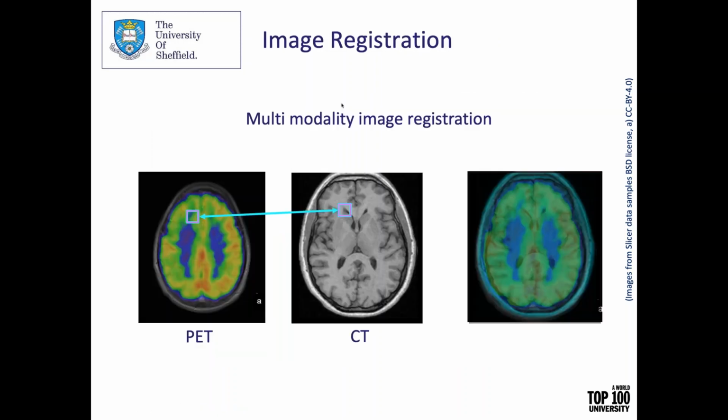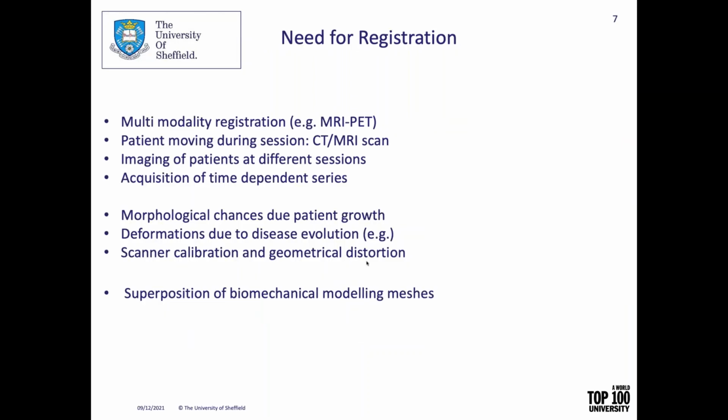Image registration can be used exactly for this purpose. So let's say you have a positron emission image and a CT scan, and you want to see what happens in a part of the brain and overlap it with the morphology of the brain obtained by the CT scan, you need to use image registration. It's not the only case.